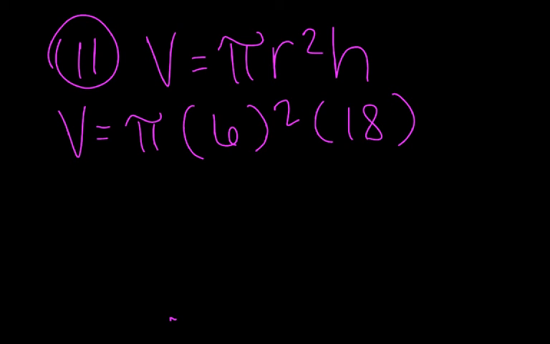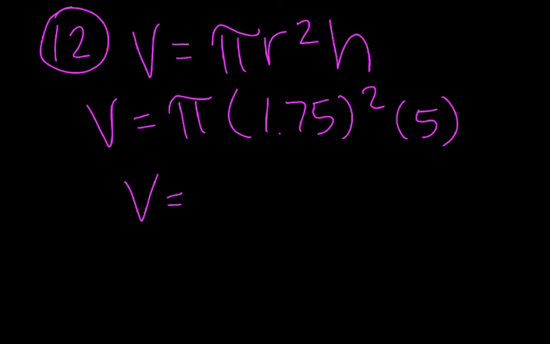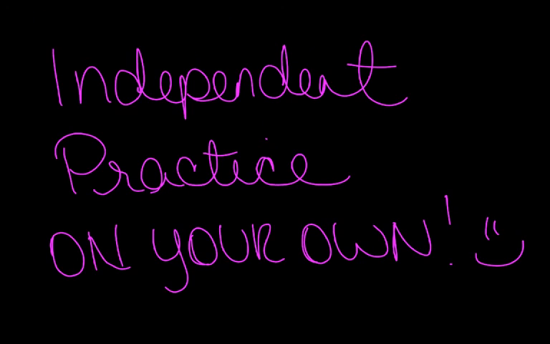Number 11, they also give you the diameter. Make sure you're cutting that in half to get the radius. That should give you 2,035.8 feet cubed. Okay, and then the last one, number 12. Again, make sure you cut the diameter in half. It should give you 48.1 inches cubed.